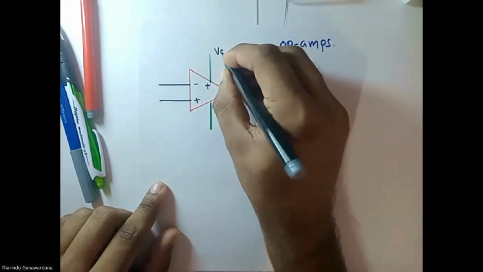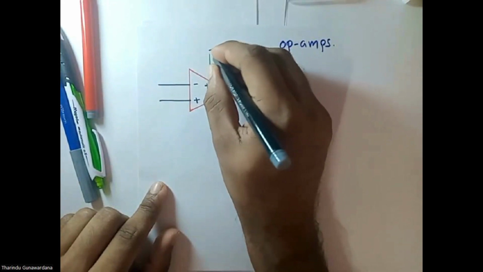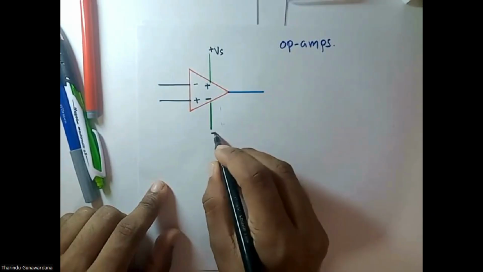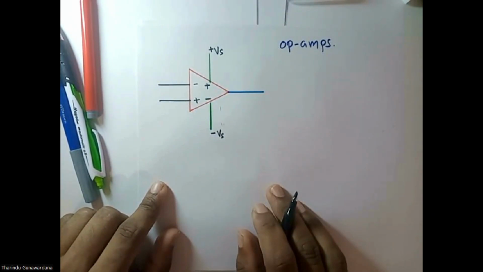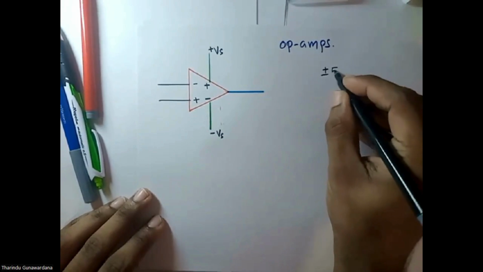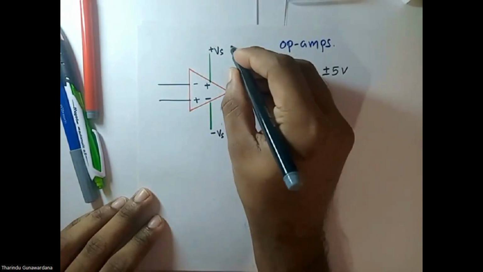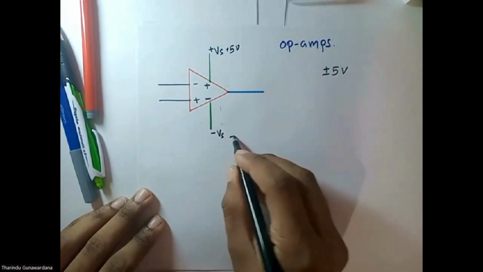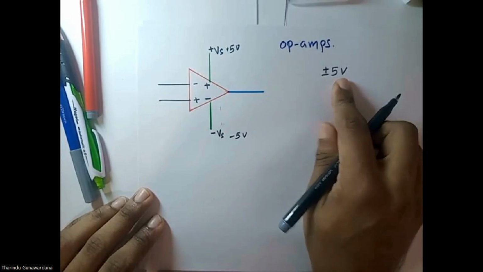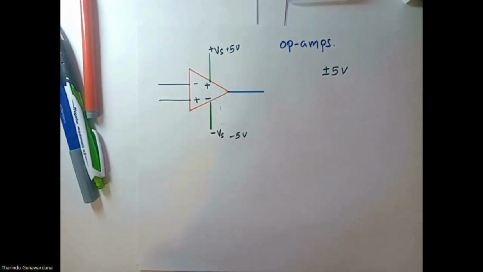Therefore, this is VS. VS means power supply, the supply voltage. This is positive supply, this is negative supply, negative VS. If the question says plus or minus 5 volts is supplied to the operational amplifier, that means this is positive 5 volts and this is minus 5 volts. That's the meaning of that. Plus or minus 5 volts is supplied to the op-amp, so this terminal is 5 volts and this terminal is minus 5 volts.